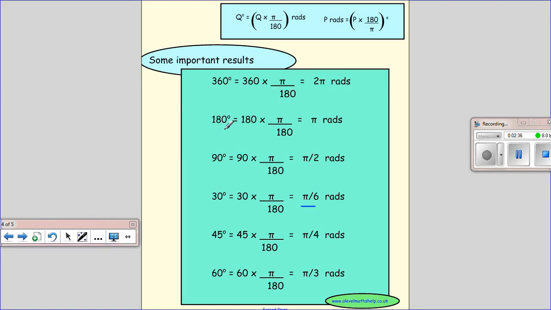45 is 1/4 of 180, so it's pi over 4, and 60 is 1/3 of 180, so it's pi over 3. So if you can just remember this one, or this one, depending on which you think is easiest to remember, you can work back for those sort of standard results.